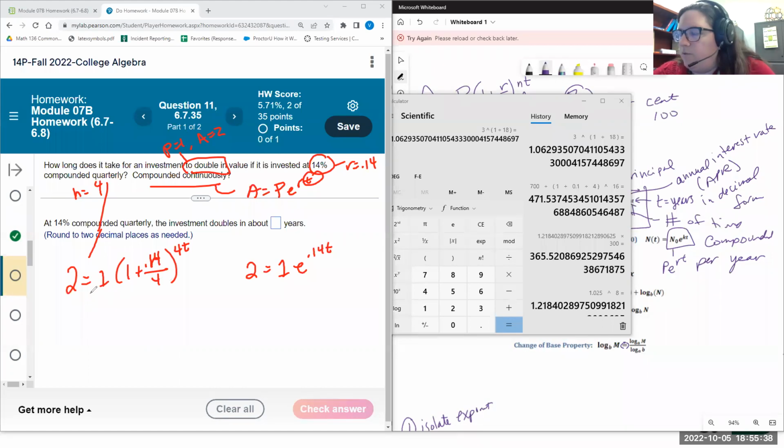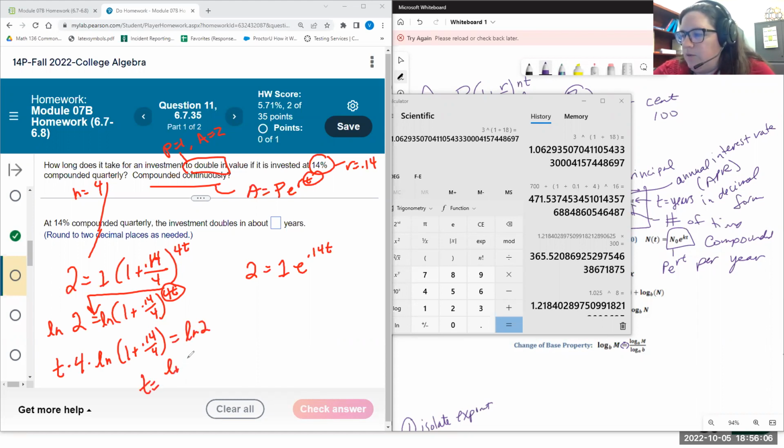So here, for the first one, rather than trying to mess with finding this base, I'm just going to do a natural log on both sides. That allows the 4t, using the power rule, to move out front. So I have t times 4 times ln of 1 plus 0.14 over 4 equal to ln 2. Then t equals ln of 2 over 4 ln 1 plus 0.14 over 4. Kind of messy, but you can put that into your calculator carefully and come up with the result.